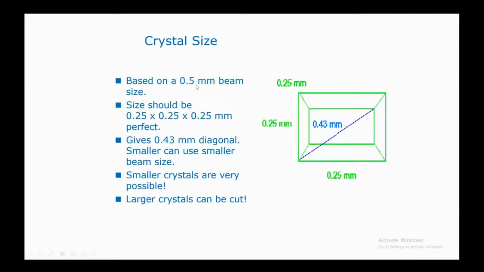What is the crystal size? Based on a 0.5 mm beam size, it should be 0.25 by 0.25 by 0.25 mm, which is perfect. That should be the size for a crystal. It gives a 0.43 mm diagonal. For smaller crystals you can use a smaller beam size. Smaller crystals are very possible, and larger crystals can be cut.